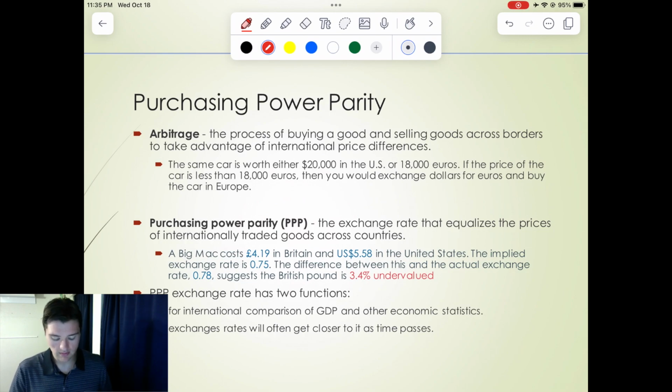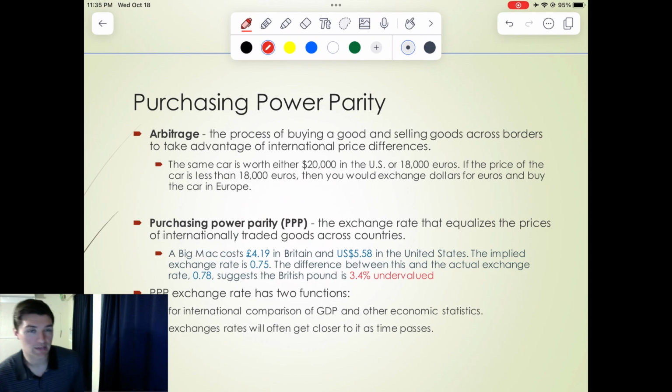So in the US it's worth $20,000, but in Europe it's worth 18,000 euros. Same car, so you're like, okay, this is relatively the same price. If the price of the car ends up being less than 18,000 euros because of the exchange rate, then you would exchange dollars for euros and buy the car in Europe.